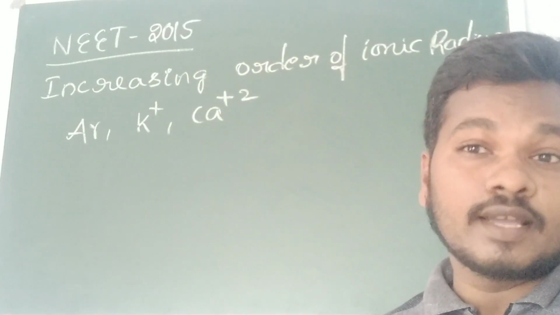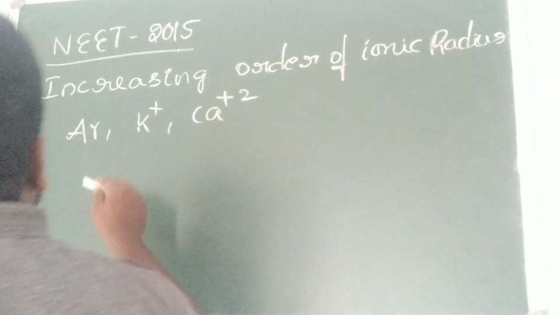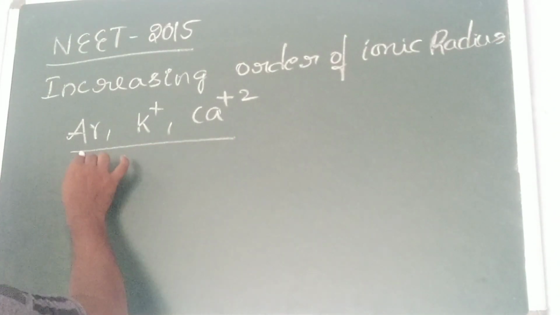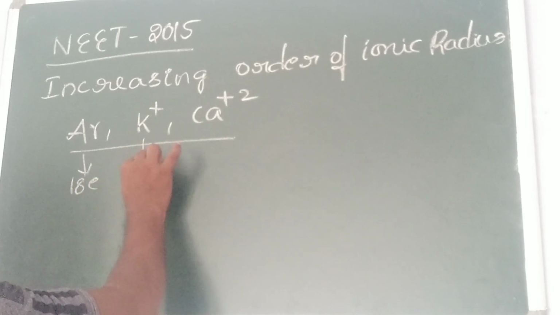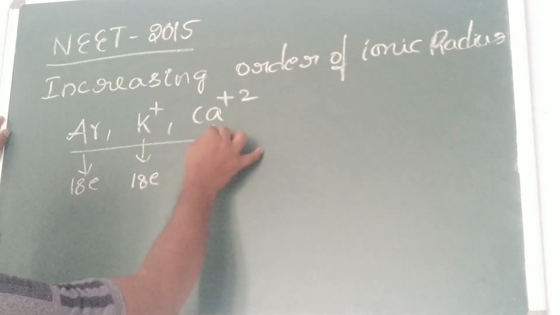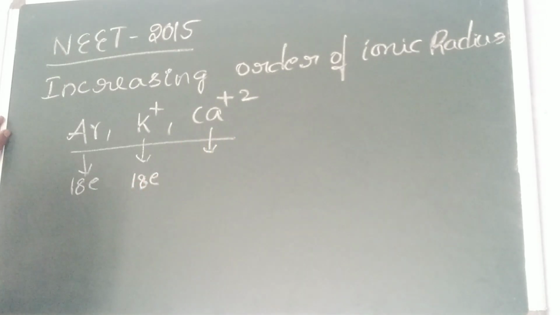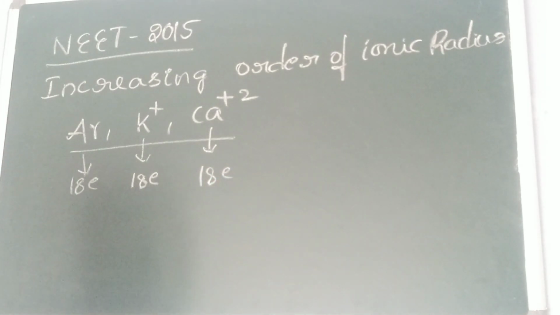Argon, K plus, and Ca plus 2 are given. They are asking for the increasing order of the ionic radius. So we have to find out how many electrons are there in the given species. Argon has 18 electrons. Potassium generally has 19, but since it is positive, it has 18 electrons. Calcium has 20 electrons, but with plus 2, it has 18 electrons by losing 2 electrons.